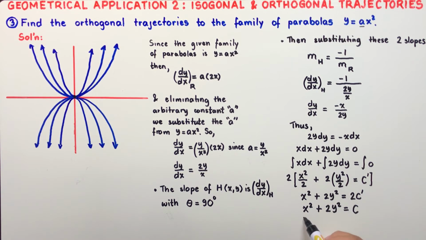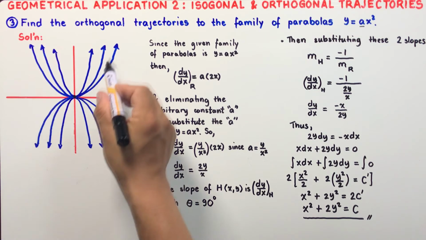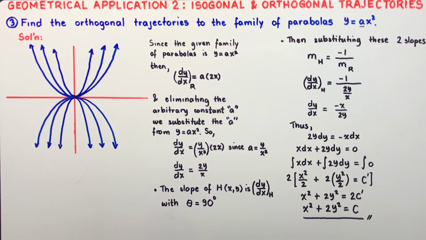And this is our answer for this given problem, that the orthogonal trajectories of the family of parabolas, which are this one here, are ellipses, because this is an equation of the family of ellipses.